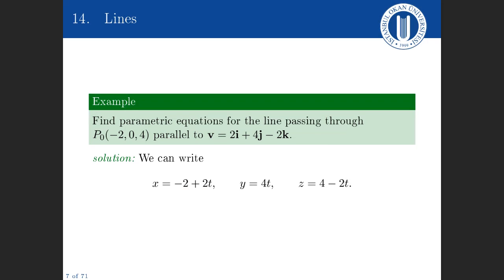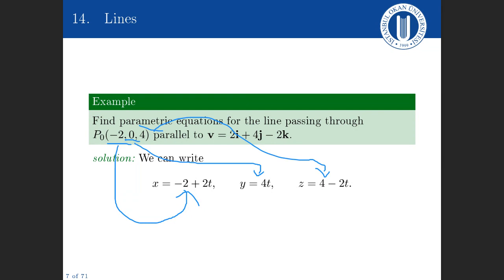For example, find parametric equations for the line passing through the point (-2, 0, 4), parallel to the vector 2i plus 4j minus 2k. So we have our point (-2, 0, 4). -2 goes at the start of the x equation, 0 goes at the start of the y equation, and 4 goes at the start of the z equation.